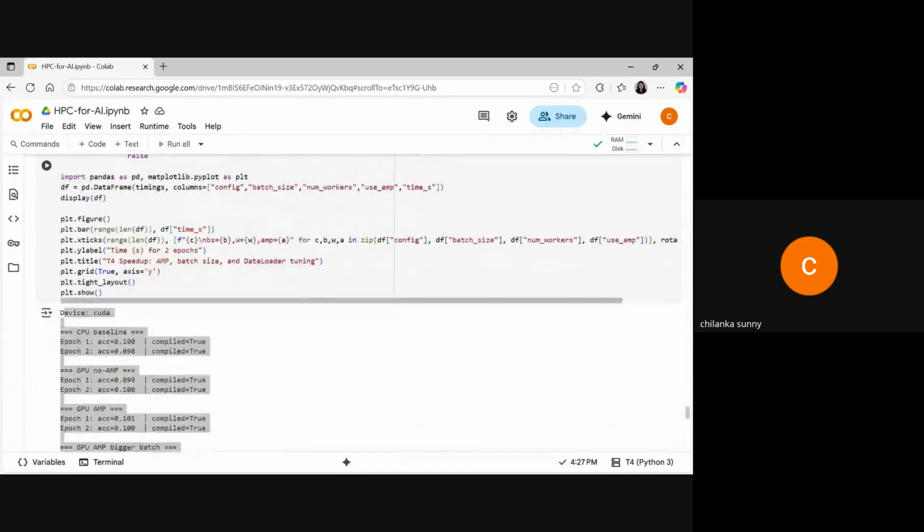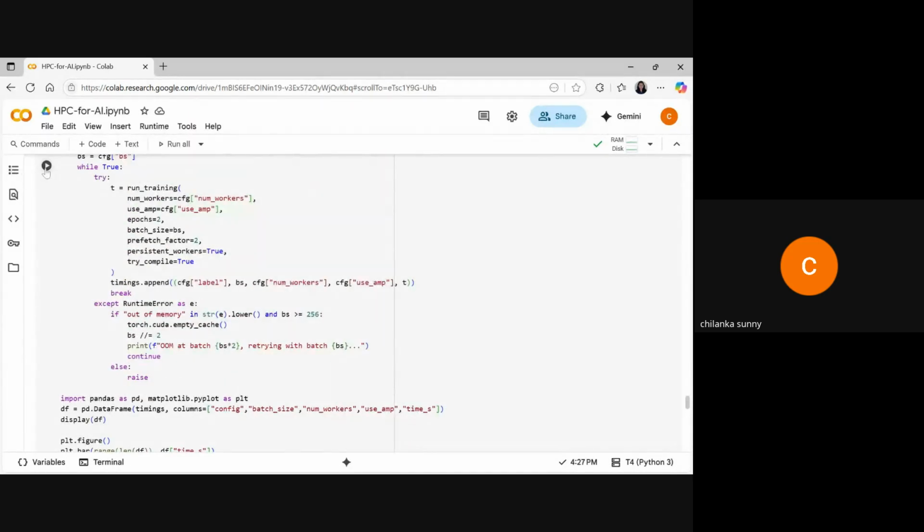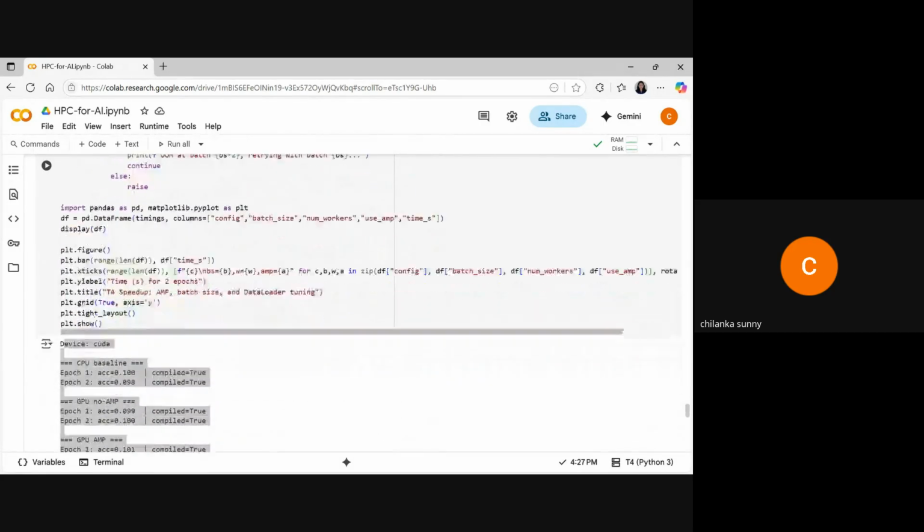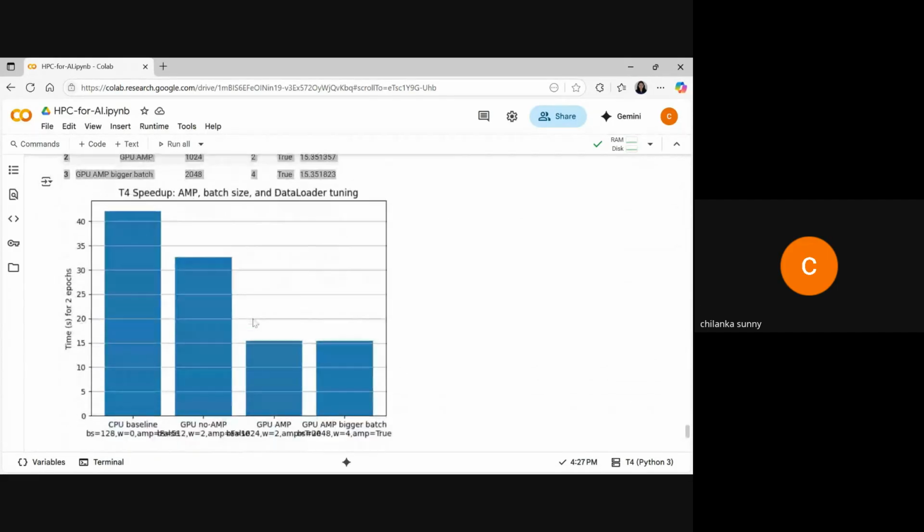So let's see. Maybe I don't have to run it since it will take a little time here. So let's move on to the results. This is the graph where we plot all these, where we have the CPU baseline. So even for a smaller batch size, it is taking this many seconds for just 2 epochs.